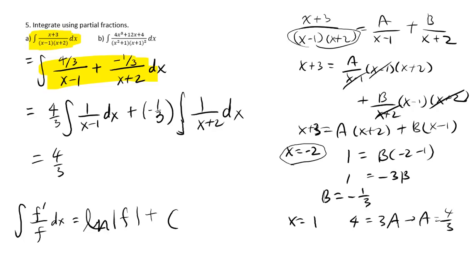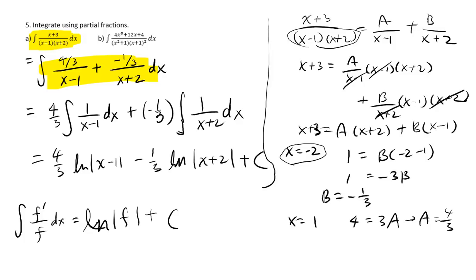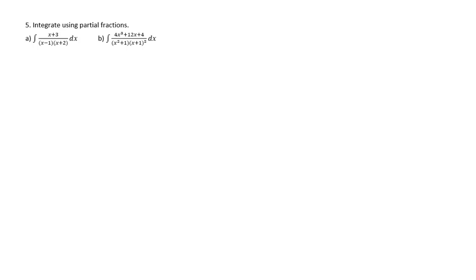So if you have 1 over x minus 1, you can see that differentiating x minus 1 gives you the top. In that case, it's of this form. You get ln of the denominator. Same thing here. If you differentiate x plus 2, you get 1. So it's the ln of the denominator. So that's the answer. Let's try the second one.